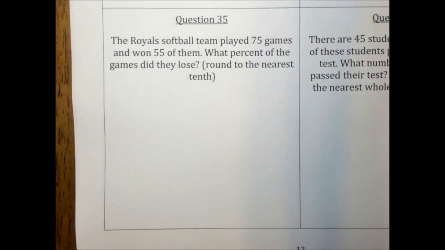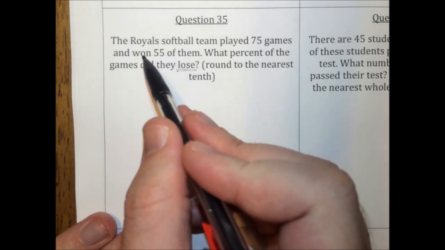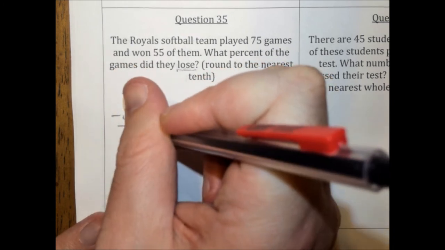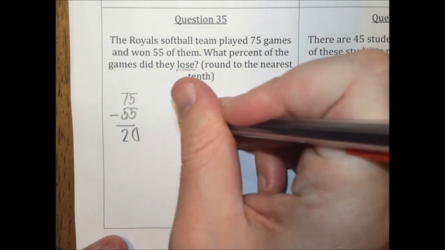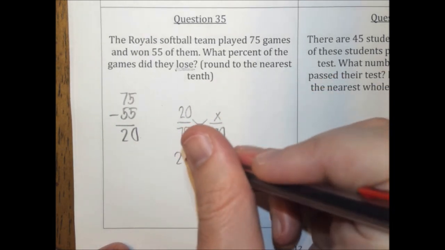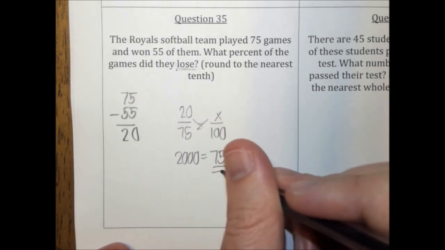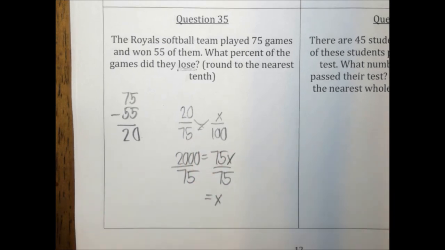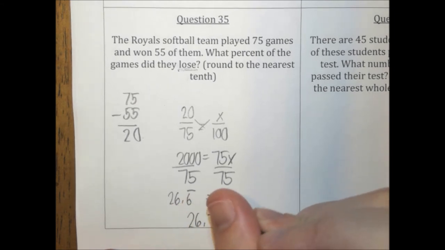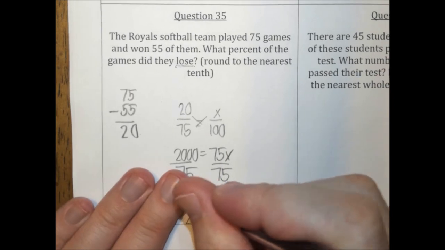Question 35. The Royal softball team played 75 games and won 55 of them. What percentage of the games did they lose? Oh, this is an important thing to read carefully here. They told us how many games they won, and they want to know the percentage of loss. So we need to start by figuring out how many games they lost. If we subtract, they lost 20 games. So they lost 20 out of their 75 games, and I want to know what percentage this is out of 100. So if we cross multiply, we're going to get 2,000 equals 75x. If we divide both sides by 75, we're going to get 2,000 divided by 75, which is 26.6 repeating. So for an answer, this would be 26.7 percent. I don't want that repeating bar there.